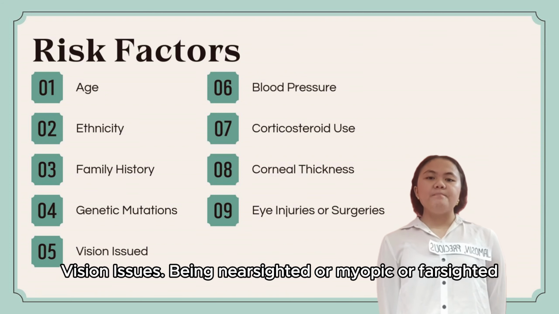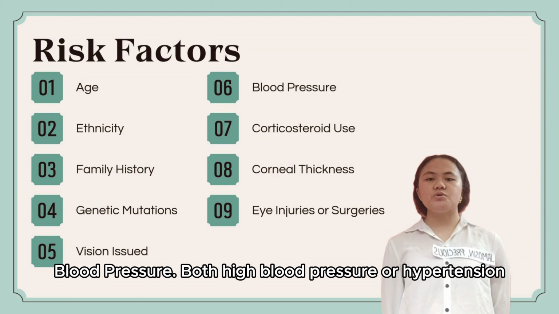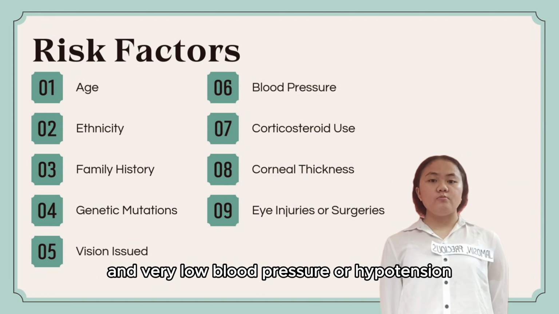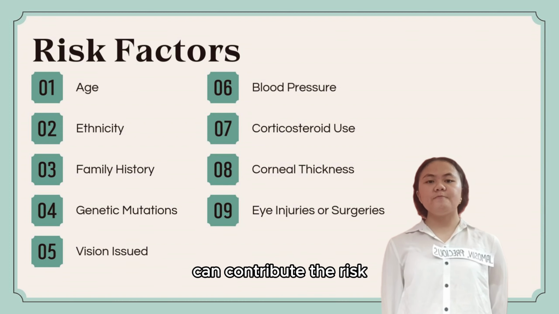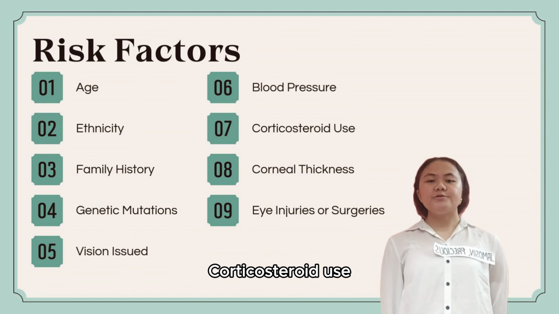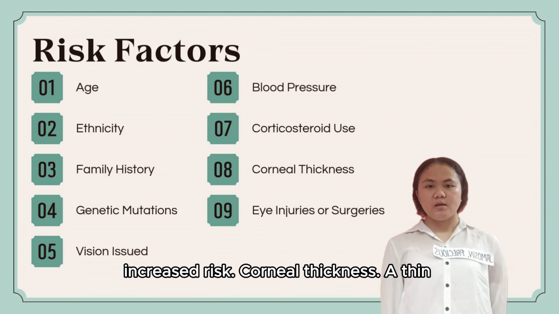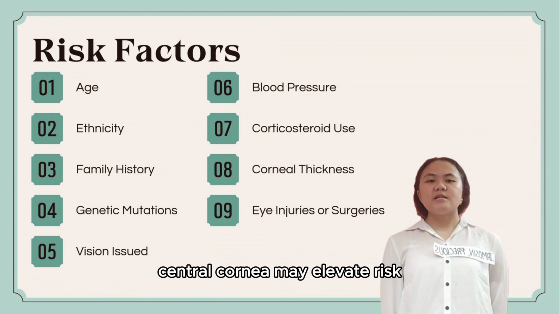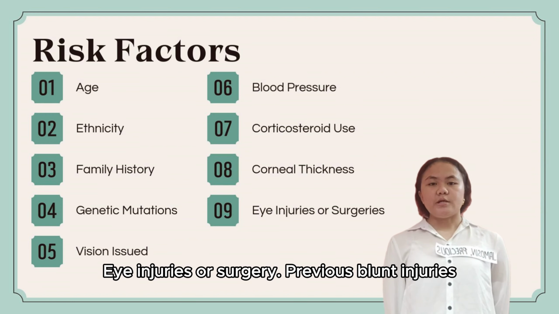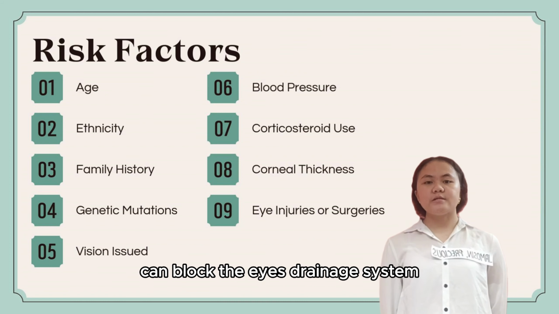Vision issues. Being nearsighted, or myopic, or farsighted, hyperopic, can also increase risk. Blood pressure. Both high blood pressure, or hypertension, and very low blood pressure, or hypotension, can contribute to risk. Fluctuation may cause damage to the optic nerve. Corticosteroid use. Long-term use of corticosteroids has been linked to increased risk. Corneal thickness. A thin central cornea may elevate risk. Eye injuries or surgery. Previous blunt injuries or surgeries that lead to bleeding can block the eye's drainage system.